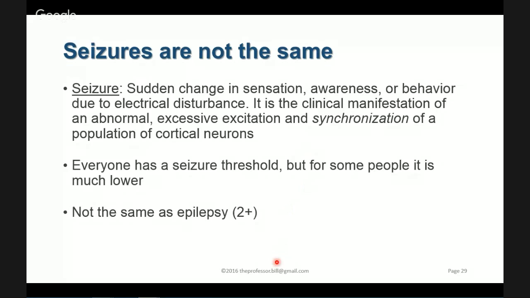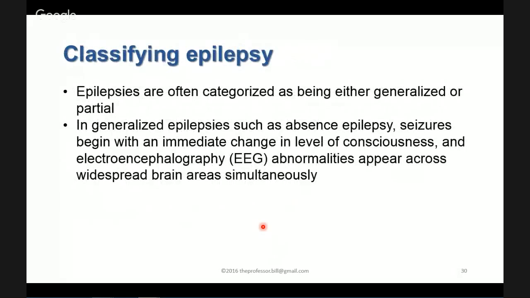If you have more than one seizure, if you have more than two seizures, then you clinically have had or you have epilepsy. Okay, so if you have one seizure, it's fine. It can happen for a number of reasons, but it is when you've had more than two seizures that you are clinically diagnosed as having epilepsy.